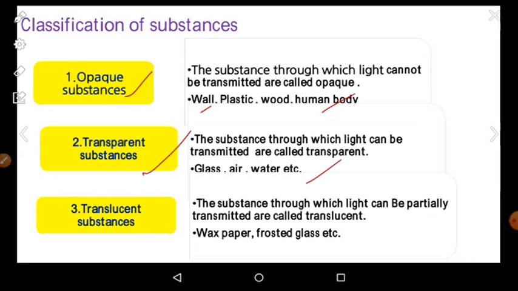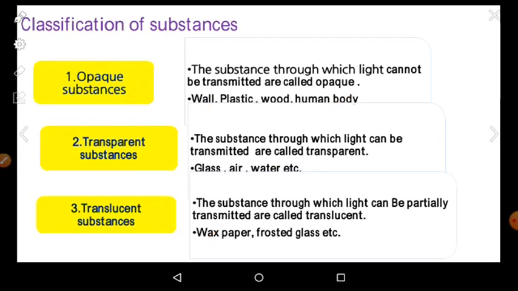Other than these two, we have a third category which is called transient substance. This substance does not allow the light to completely travel or propagate through it. It partially allows the light to pass through it. This is called a transient substance. We have a few examples: wax paper and frosted glass. So, based on the propagation, all the substances are categorized into three: opaque, transparent, and transient substances.